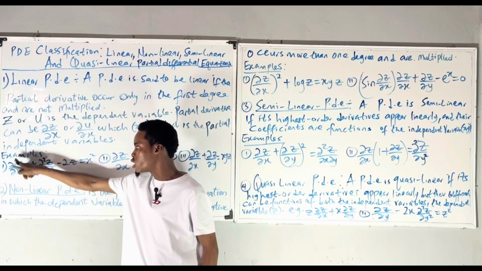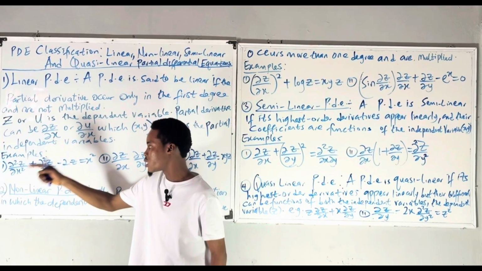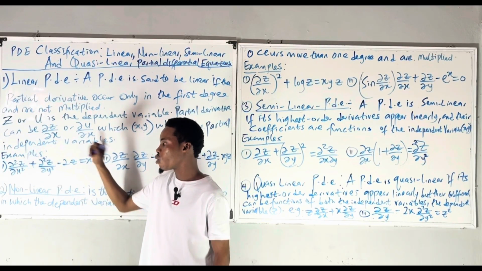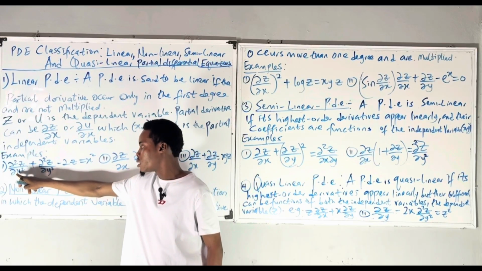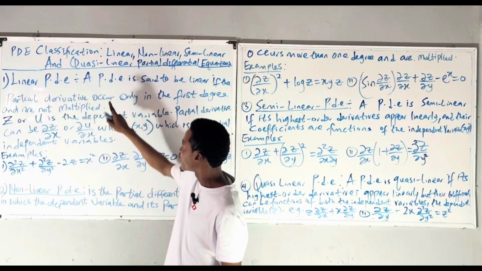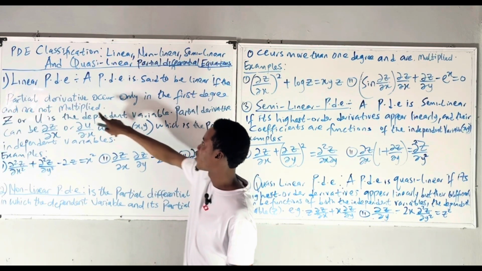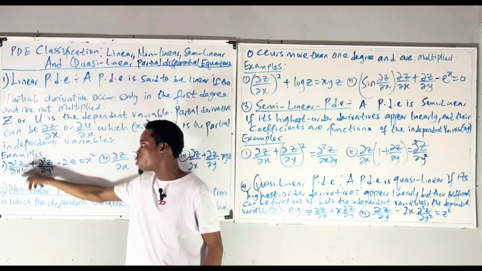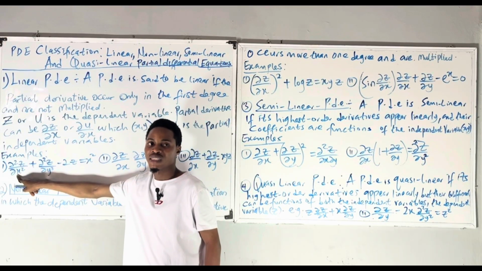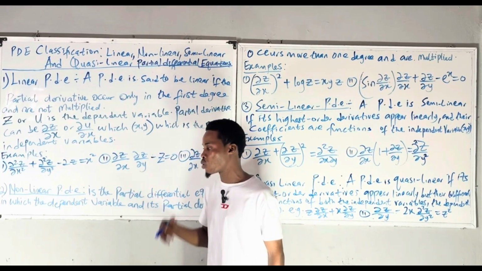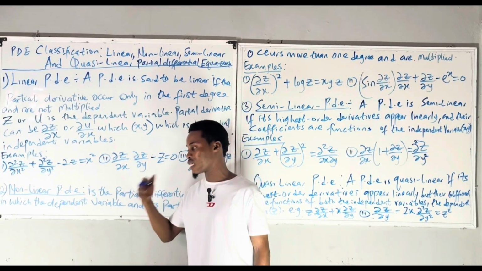So with order 2, you look at the power. You can say that we don't have any power here, which implies that the power is 1. Here the power is also 1. So this one is degree 1, order 2, order 2. The definition says it is said to be linear if the partial derivatives occur only in the first degree. You can see that the degree of this partial differential equation is 1. This one is also 1. So we classify this one as a linear partial differential equation.